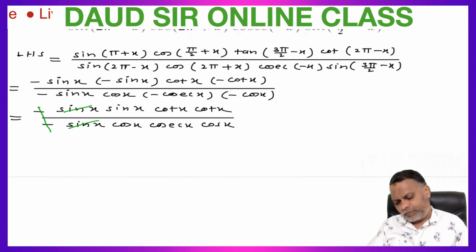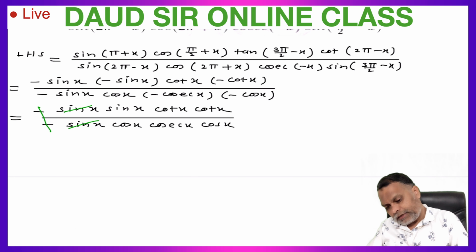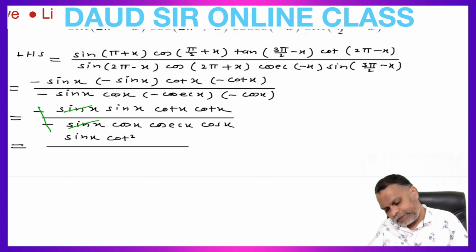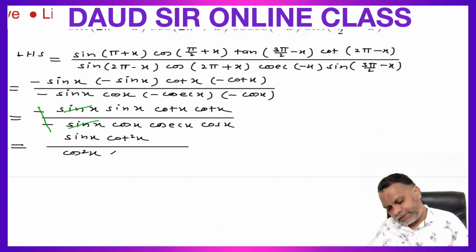Any other term? No. So write it. This sin x, cot x into cot x, cot square x upon cos x into cos x, cos square x, and cosec x can be written 1 upon sin x.